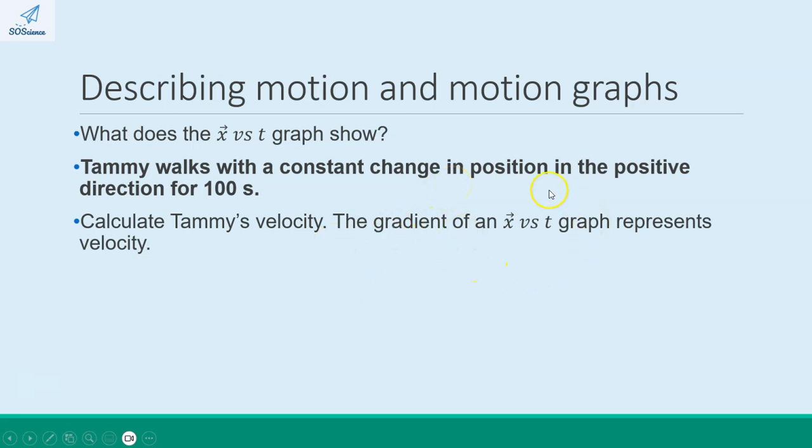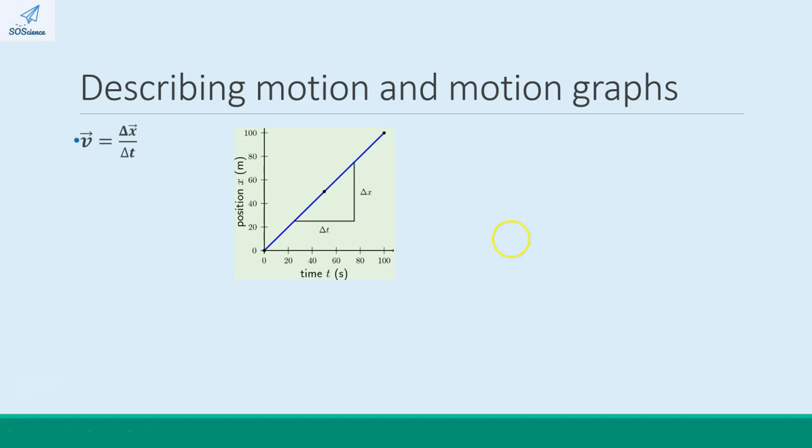So remember that the gradient of the x versus t graph represents velocity. What we have here is a single gradient graph. So we've got v, which is equal to delta x, represented by the y-axis, over delta t, represented by the x-axis. Now, in my calculation, I have used the full right angle triangle here, but you can use any right angle triangle and just read the values off the graph. It's just a ratio, so you're always going to get the same answer.